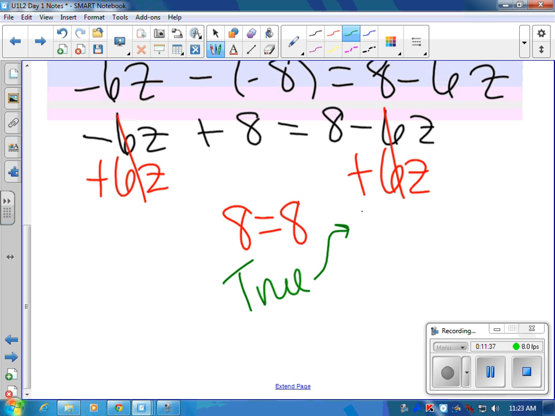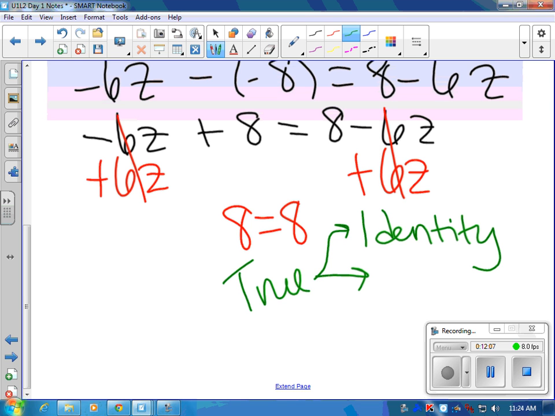So we call this when we end up, okay, that's enough. You're being very distracting. When we end up with a true statement, we call that an identity. So now let's think about when we ended up with a false statement, we had no solution. So if I end up with a true statement, what does that mean about my solutions?